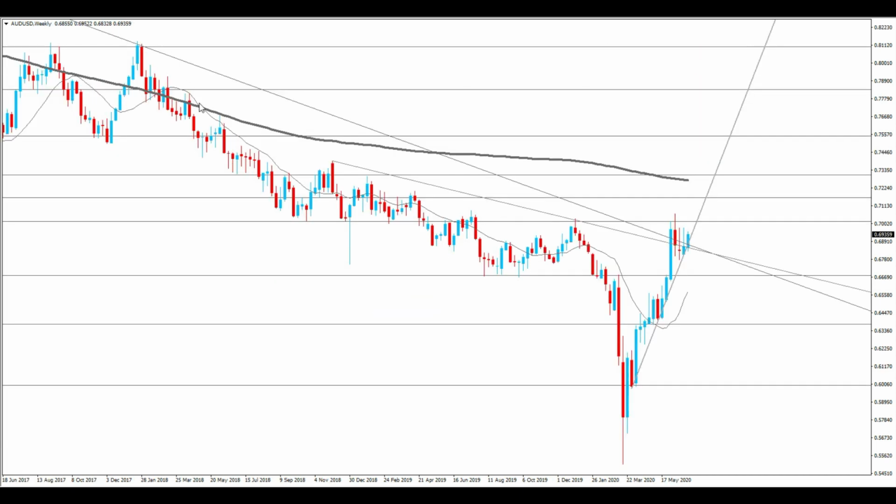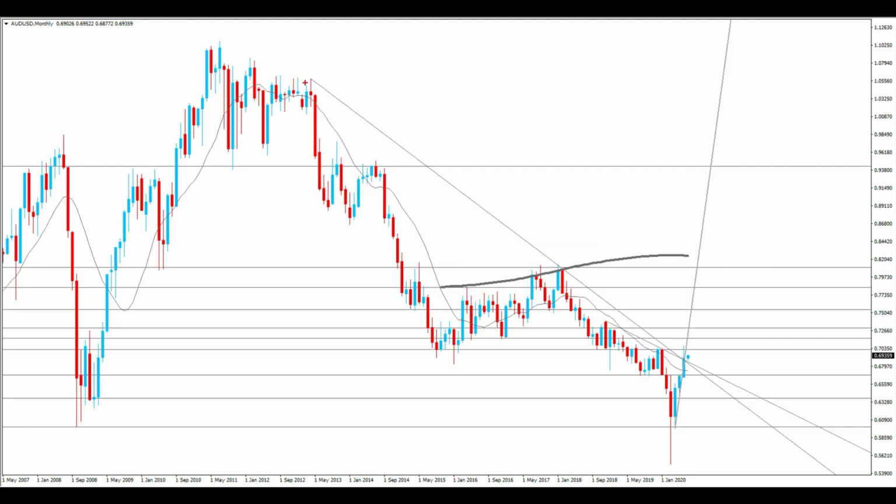And if you go to the weekly, we do have this weekly trend line where we have a test here, a test here, and it looks like price may be breaking this trend line. And if you go to the monthly, you can see that we have this trend line here with a test there, and it looks like we could have a break of that trend line as well.